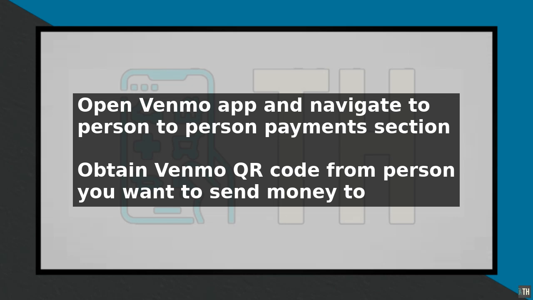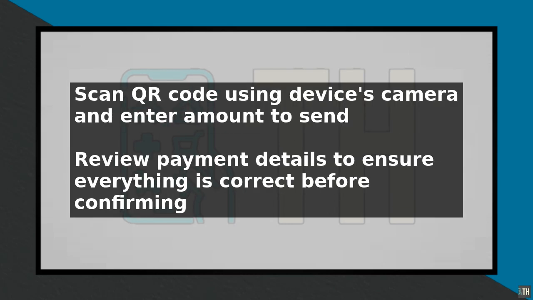Next, you will need to obtain the Venmo QR code from the person you want to send money to. This code can be shared through text message, email, or any other messaging platform. Once you have the QR code, go back to the Venmo app and click on the Scan QR code option. This will open your device's camera, allowing you to scan the code.